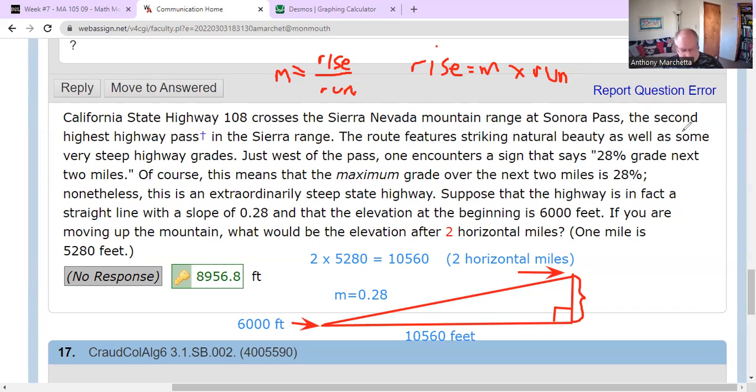So that's telling you to figure out 0.28 times 10,560. So with our calculator, let's do that. That'll take just a minute. That's going to be 0.28 times 10,560. And I'm getting 2956.8. And that again equals 2956.8.